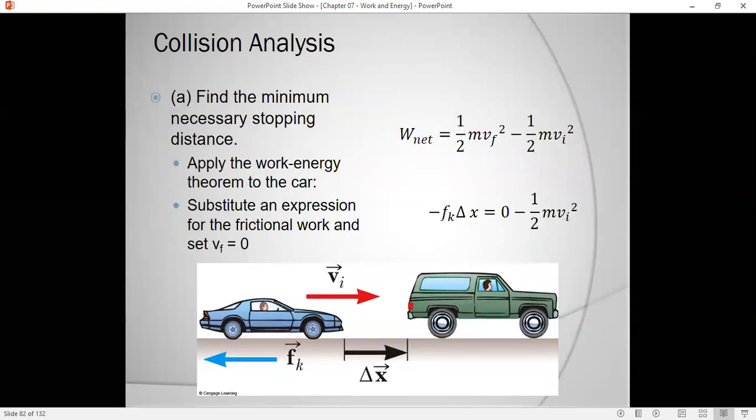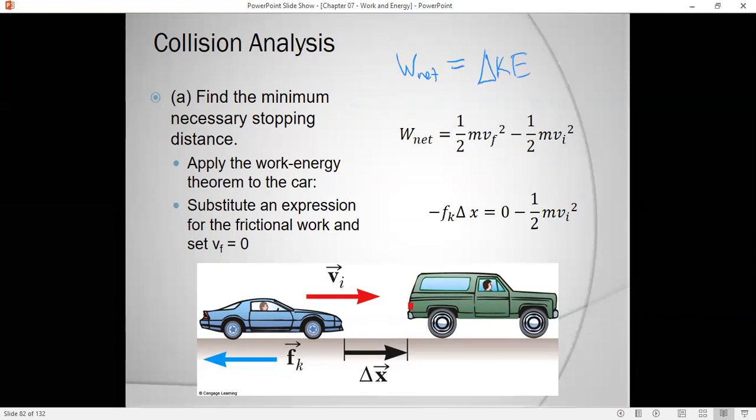Once again, we're going to do our work energy theorem. The work energy theorem says the net work done on the system from the outside is equal to the change in the kinetic energy. If I bring work in, it's going to speed up. If I take work away, as the brakes are doing in this case, it's going to slow down.